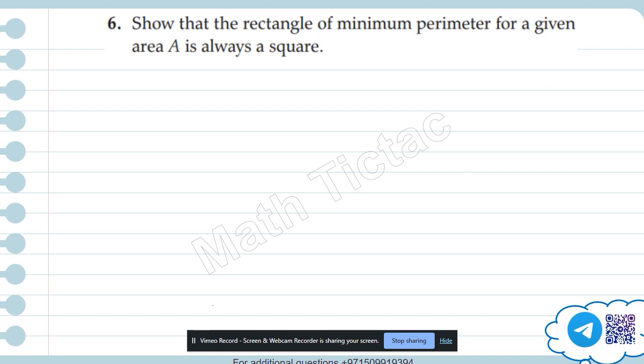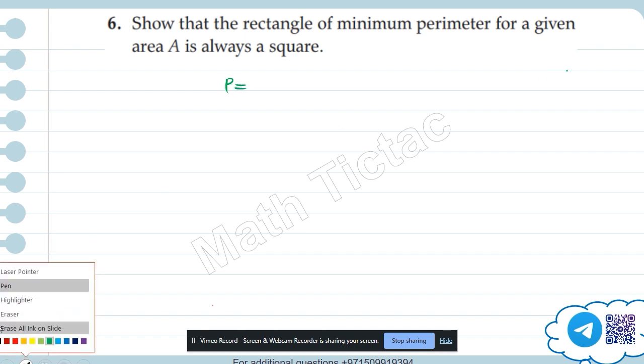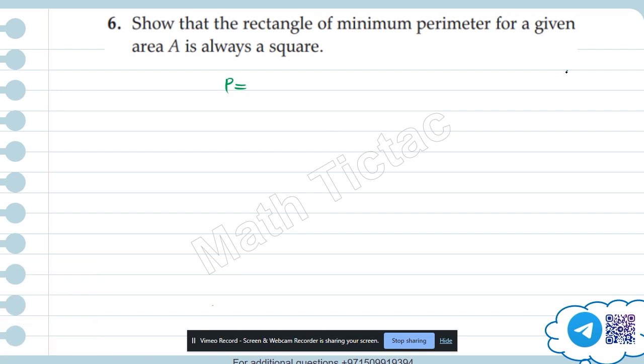That's it. Let's see the same thing for the next part, which is: show that the rectangle of minimum parameter, now the opposite. So we need to minimize the parameter. So this is the parameter. In here again we have a rectangle over here.